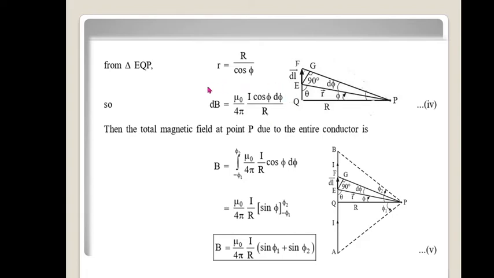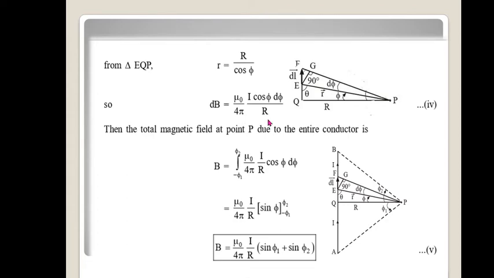Now, have you got this? Remember all of you, dB equals mu naught by 4 pi into I cos phi d phi, whole divided by r. This is the final expression for this concept.